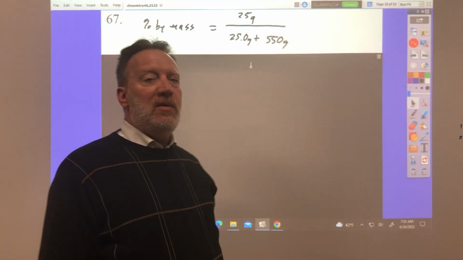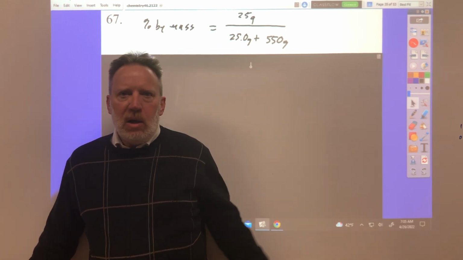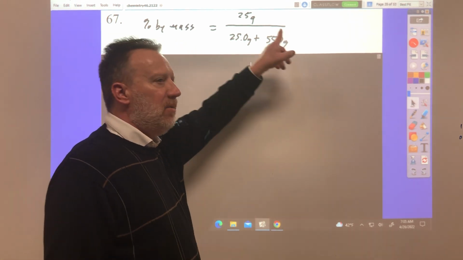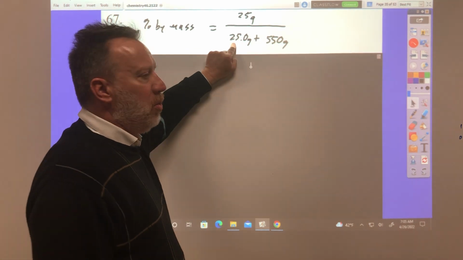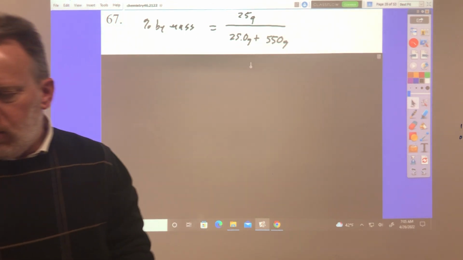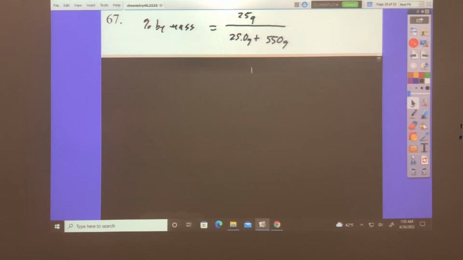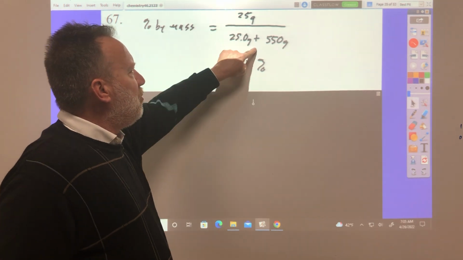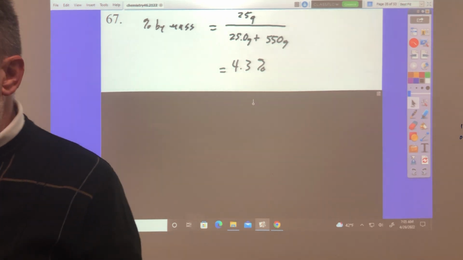We have 550 milliliters of water. Water is a solvent. Water has a mass of about 1 gram per milliliter. It's precisely 1 gram per milliliter at a specific set of conditions. So 550 grams of water plus the 25 grams of solute are divided into the 25 grams of solute. In this case, our solute is MgCl2. And when you divide 25 by 575, you get 0.043 or 4.3%.